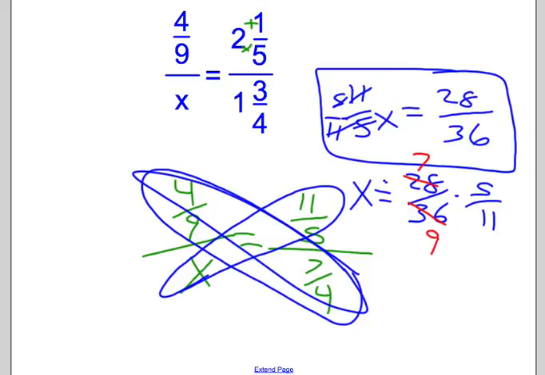Now I can multiply. I just got a common factor. 4 goes into 28 and 36, rather than divide by 2 and then divide by 2. I'm just shortening it up. And so x equals 35 over 99. And that is the answer because we can't reduce any more in here.